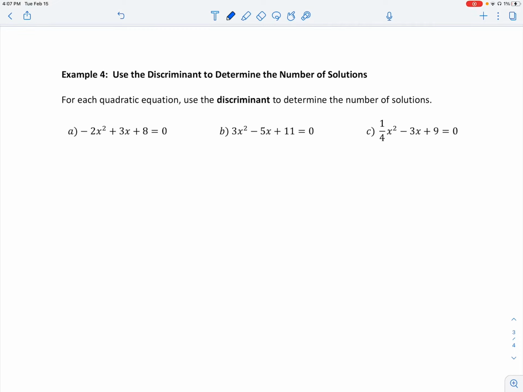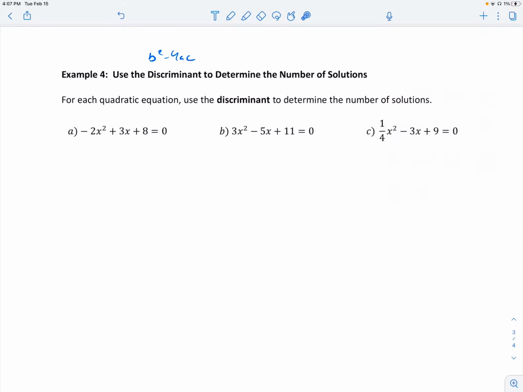Hi, welcome back to 1.5 Solving Quadratic Equations. In this video, we're going to look at example 4, where we use the discriminant. This is b squared minus 4ac, that part of the quadratic formula. We're going to use that just to determine the number of solutions in the quadratic. So it says here, for each quadratic equation, so these three here, use the discriminant to determine the number of solutions. So they don't want us to find the solutions, they just want us to find the number of solutions.